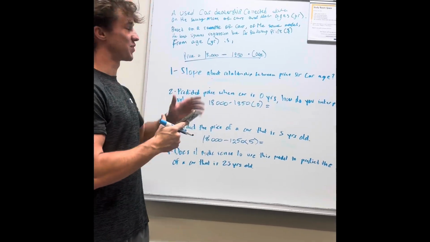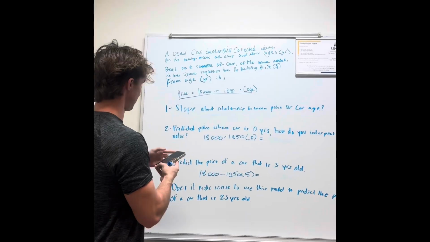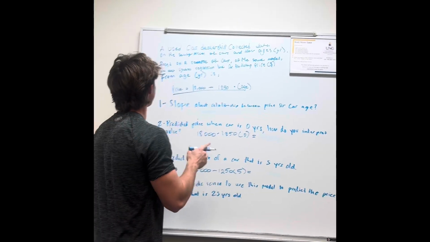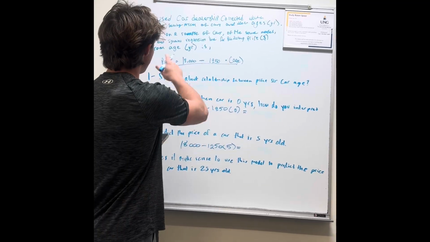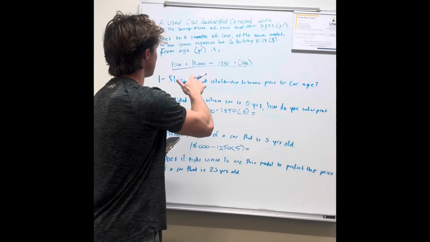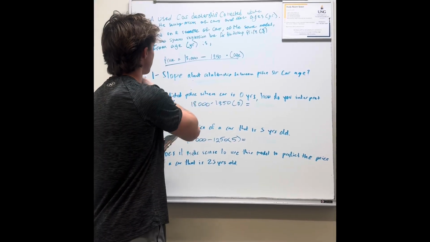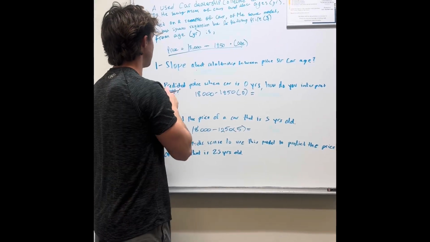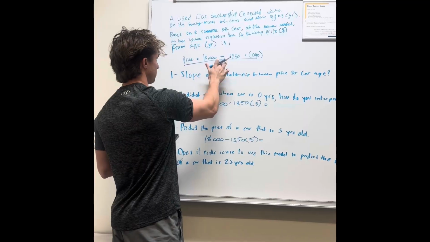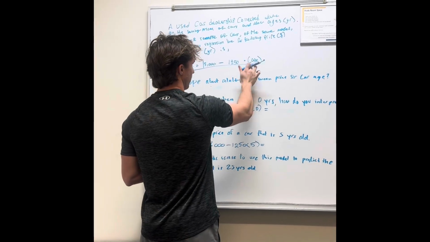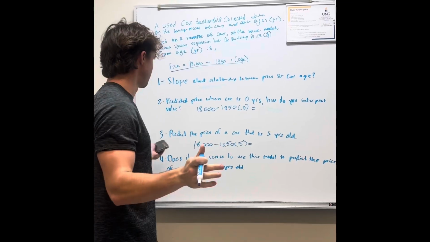So our first question we have here is as detailed. It says a used car dealership collected data on the selling prices of cars and their ages in years. Based on a sample of cars of the same model, the least squares regression line for predicting price from age in years is as follows. Price equals 18,000 minus 1250 multiplied by age, or your depreciation over time.